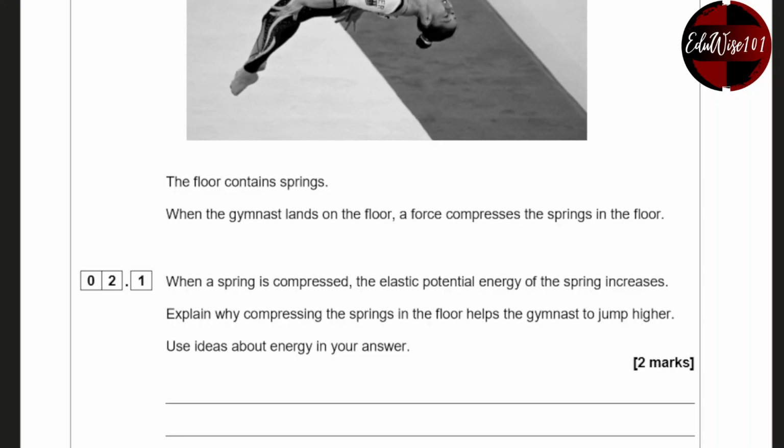So let's say when the gymnast lands on the spring, it's compressed. So the elastic potential energy increases. So what happens when the gymnast moves away from the floor? That elastic potential energy, which I label as EE, is going to get converted to kinetic energy and then ultimately to gravitational potential energy.